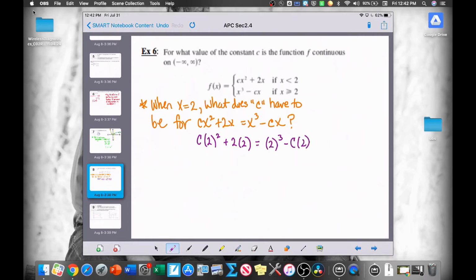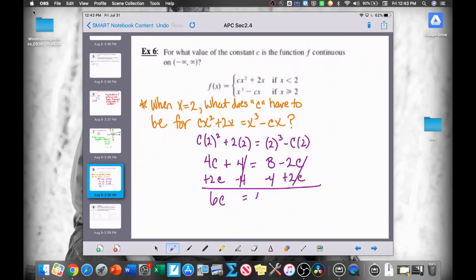And then I simplify. 2 squared is 4, so I get 4c plus 4 is equal to 2 cubed, which is 8, minus 2c. If I get my c terms on the same side, I'm going to add 2c to both sides, and I get 6c, and then I will subtract 4 to get my constants on the other side, so 6c is equal to 4. When I divide by 6, I can reduce 4/6, and my answer is 2/3. So for c equals 2/3, this function will be continuous. The first function is a parabola, the second function is a snake, and they will meet at the same point when x is 2.